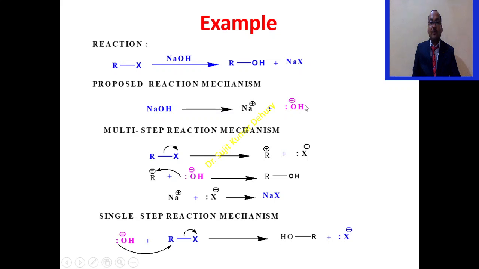And in the reaction medium we have the OH minus ion. The OH minus ion will attack the electrophile R plus, giving rise to ROH, the product. And Na plus and X minus will combine to give NaX. In a single step reaction mechanism, both bond making and bond breaking are simultaneous, a concerted process. Here the lone pair of electrons of the OH minus ion will attack R and the RX bond will break on atom X, giving rise to ROH plus X minus with a pair of electrons.